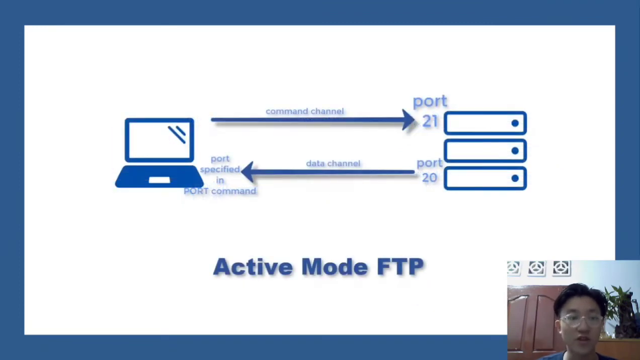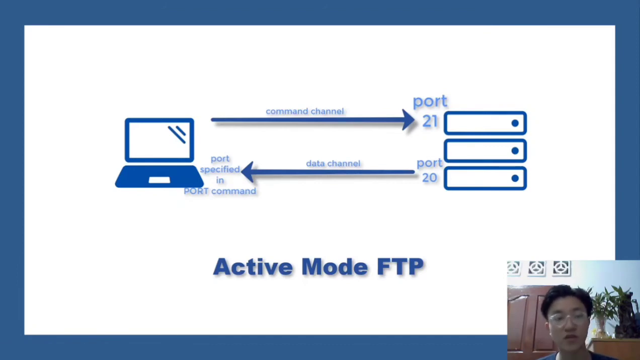With the active mode, on the other hand, the client side sends through a random port with the command channel to server port 21, saying that they are going to send that data through a specific port, and then the server replies by sending from port 20 with the data channel to the port specified by the client side. After that, the connection is established, and then they can exchange data.